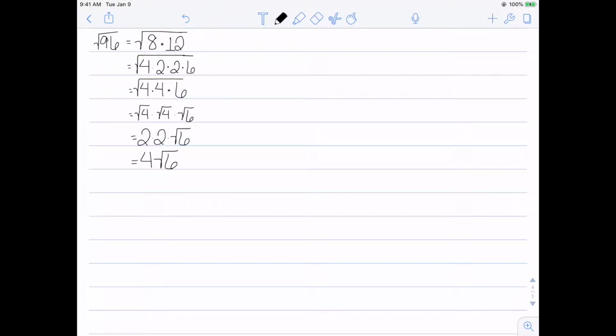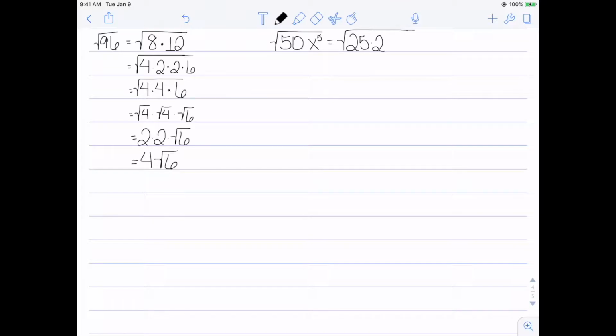Now let's do one that has some variables in it. I want to look at the square root of 50x to the 5th. And I'm going to break this up the same way. Let's start with the 50. I know that the 50 is 25 times 2. And now I need to deal with the x to the fifth.